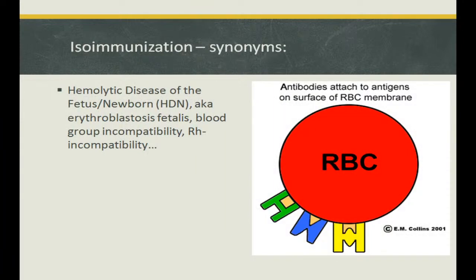As for synonyms, a number of synonyms are used all over the world, and you may face them in specialist literature. The most frequent terms used for this situation are isoimmunization in pregnancy, rhesus immunization, rhesus incompatibility, hemolytic disease of the fetus or hemolytic disease of the newborn, also known as erythroblastosis fetalis, hydrops fetalis, blood group incompatibility, and so on. And here is a picture showing that antibodies attach to the antigen on the surface of RBCs, which is followed by the development of isoimmunization symptoms.